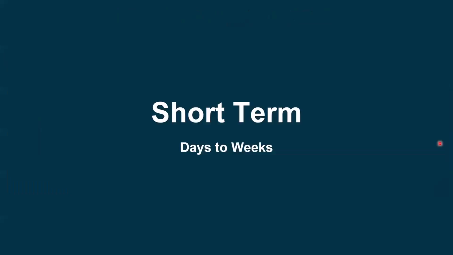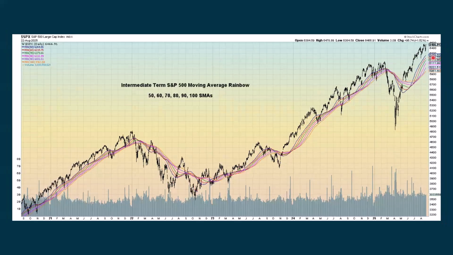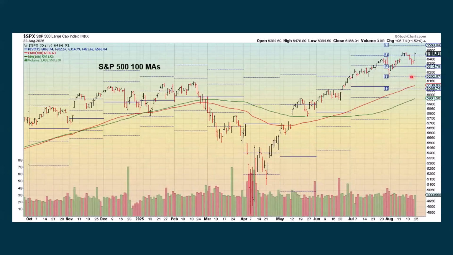Okay, now we have a short-term rainbow, still above the rainbow. The lines are going up. Short-term trend is still positive. Intermediate term, above the rainbow, all the lines are going up, so intermediate term trend is positive. We're well above the 50-period moving averages and the 100-period moving averages. And we did get above this R1 pivot point here with the S&P. Can we stay above that?